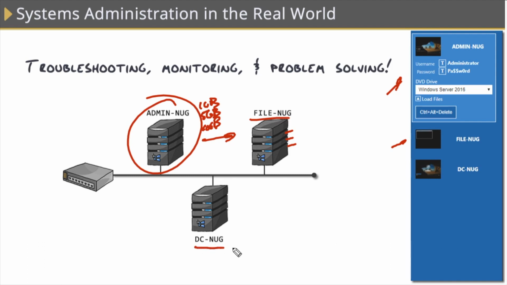We also have DCNUG down here. We're not actually gonna be using this, but we do have it in this network because DC stands for Domain Controller, and it's running Active Directory Domain Services. Think of this as the glue that ties all of these machines, our user accounts, and everything together. And by the way, Microsoft shops rely on their system administrators to install, configure, and manage Active Directory.